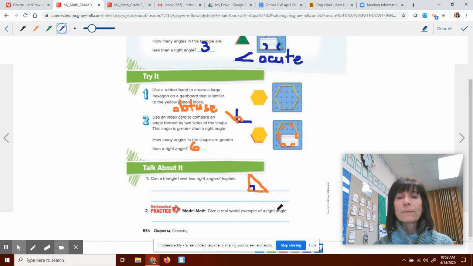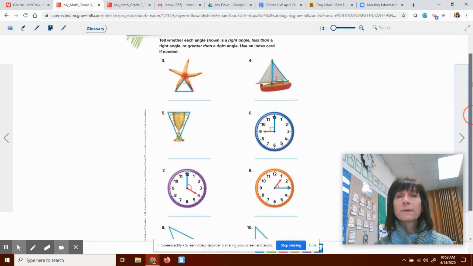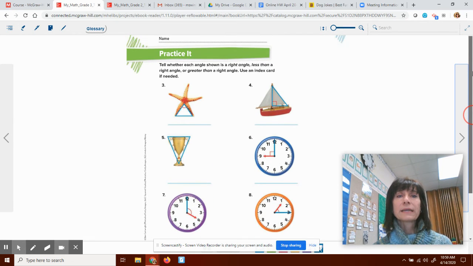Give a real world example of a right angle. Look around your house and there's a million things that have right angles. So anything that's going to have an angle that is, like I said, considered perpendicular. Let's go to the next page. On the next page, it says practice it.